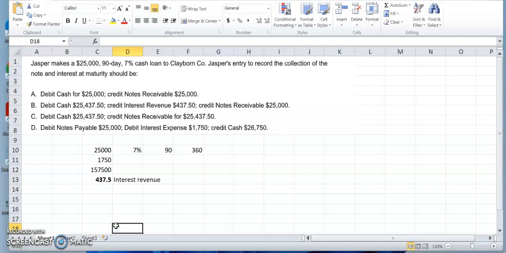Just remember, there's always going to be interest revenue in a notes receivable. So you need to find the answer that has interest revenue in there. Now, if it said what was the journal entry when we first issued it, then there wouldn't be any interest revenue because we haven't been paid back yet.